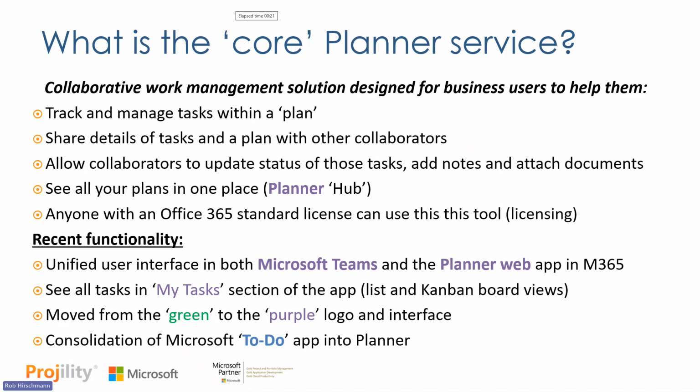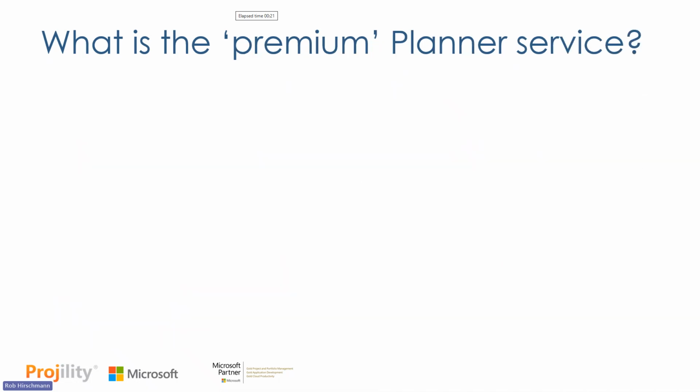The reason this new app was updated was to bring functionality together from To-Do, from Planner, and parts of Project, so you can see all your tasks together in one area. So you can go to a My Task area and see all of your tasks in either a list, and now recently released a Kanban board. It moved again from that green to that purple logo, so that's how you know you got the new stuff, and it consolidated some functionality that was once in the Microsoft To-Do app with Planner. So Planner has now become really the task and work management hub for Microsoft and Office 365.